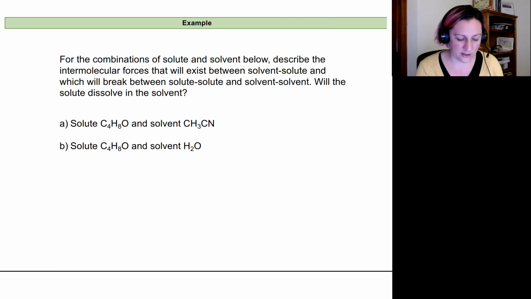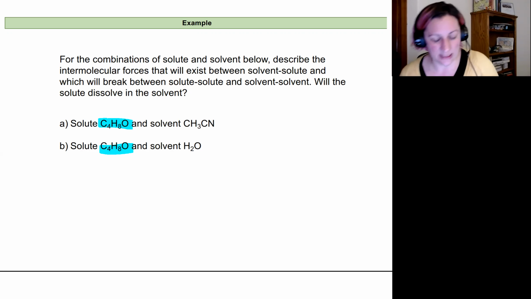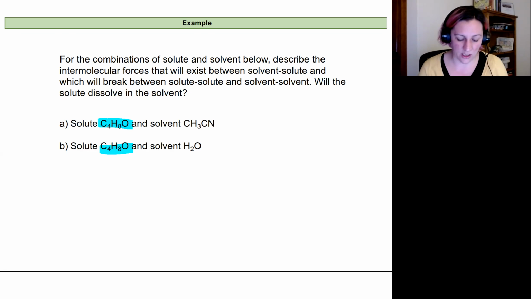I have it written here, and let me draw it out for you, because C4H8O can be a lot of things. What I'm intending when I say THF or C4H8O is this one right here. It's a 5-membered ring of carbons and 1 oxygen. It has some lone pairs, and there are hydrogens bonded to each carbon.